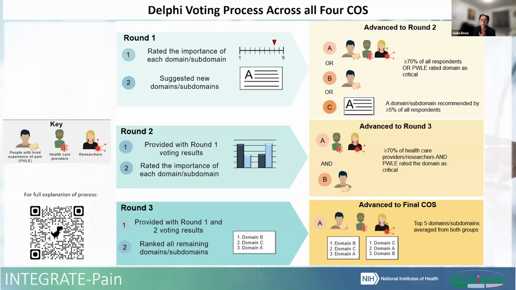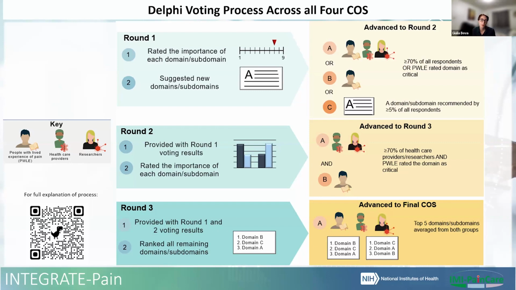In the first round, they voted in 4 different groups. And they started with anywhere from 30 to 60 domains to vote on. So it was a pretty comprehensive list because the literature was so robust. And then it was a basic Likert scale of 1 to 9, where the 7 to 9 meant they thought it was important to include in the core outcome set. We also gave them the opportunity to suggest any other domains that they thought were missing in this round.